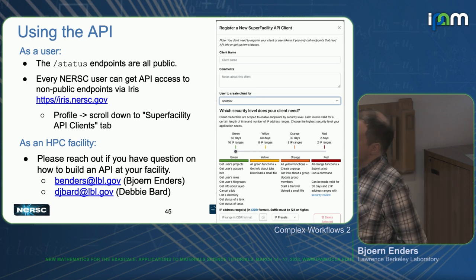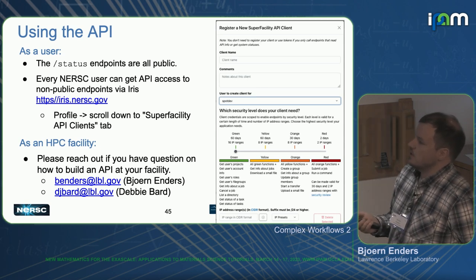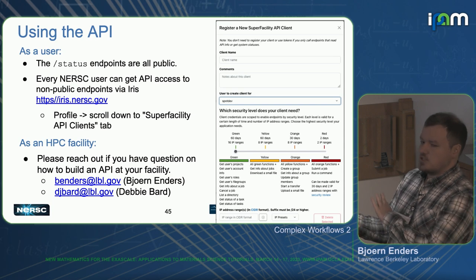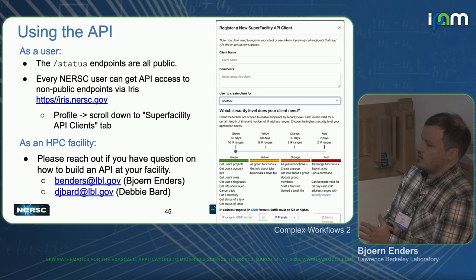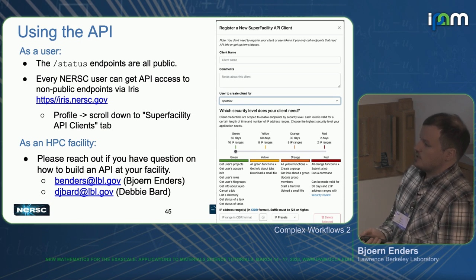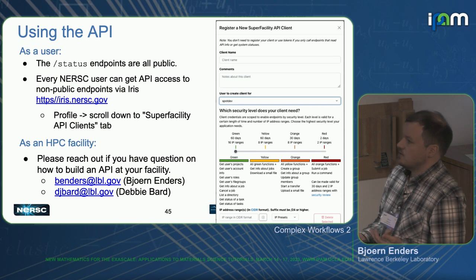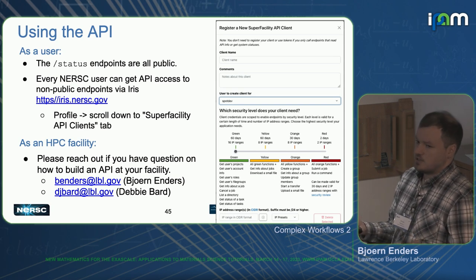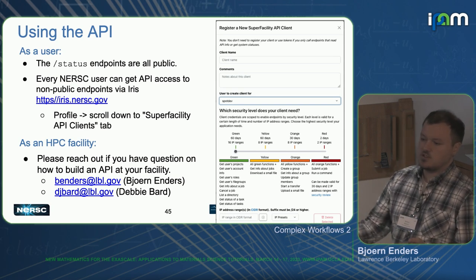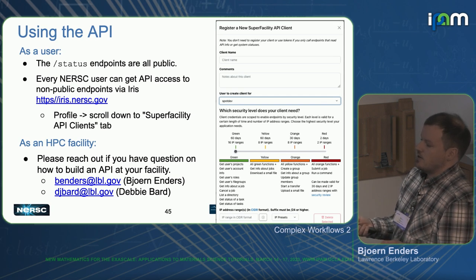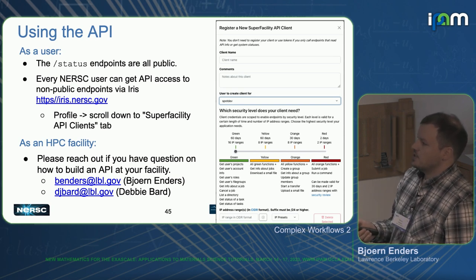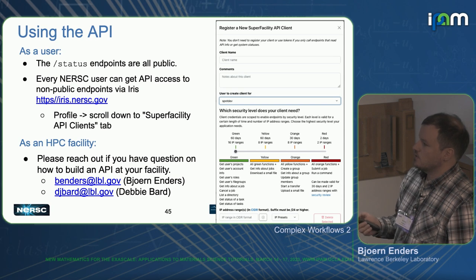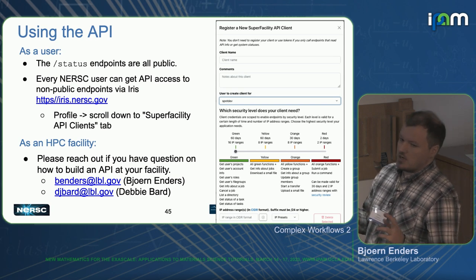If you want to use the API, the API has two components. It has public interfaces and it has authenticated interfaces. The public interfaces are meta and status, for example. So if you want to build a tool that just wants to check how NERSC is doing today, you don't need any authentication for this. But if you want to interact with NERSC beyond that, you would need to go through the authenticated endpoints. And if you want to use one of those, you would first need to create what we call a client.